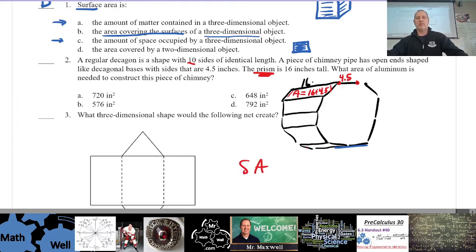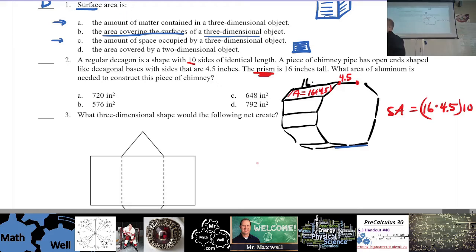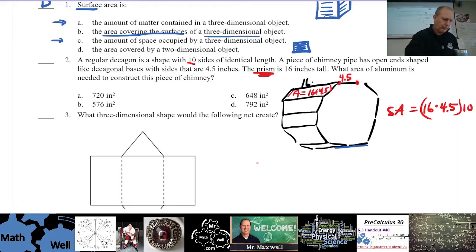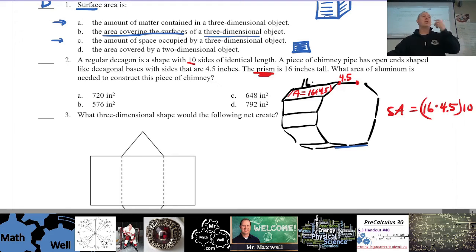So the surface area we're looking for is 16 times 4.5 times 10. So what number do you get there? 720. 720, everyone agree with that? Check that on your calculators, make sure we have agreement there. So 16 times 10 is 160 times 4.5. That's 720. I think that looks about right. Okay. So number 2 is A.